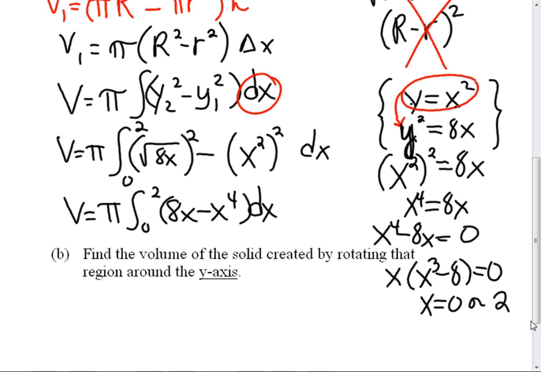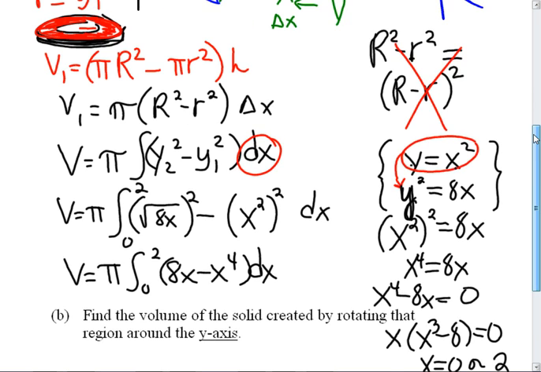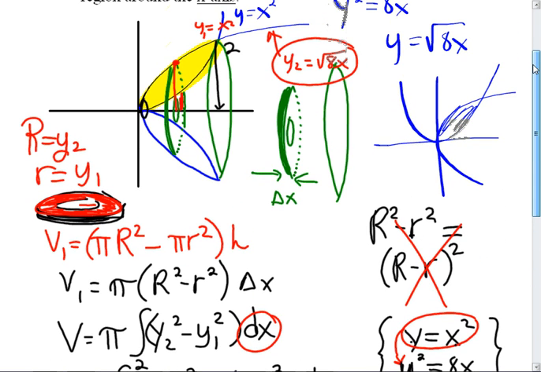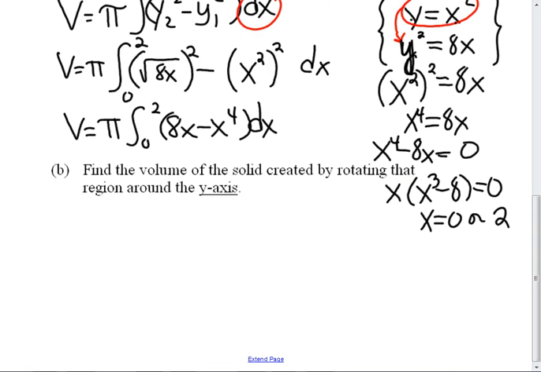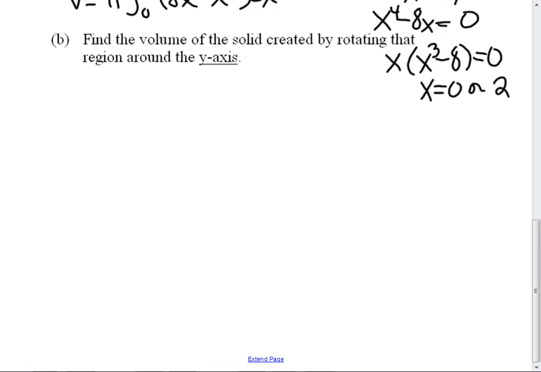So let's try the next one. We are going to do the same thing and rotate around the y-axis. And some of you say, well, it'll be the same answer. No, it is not. So I'm going to draw that. So you guys draw it. And this is all we have left to do today.